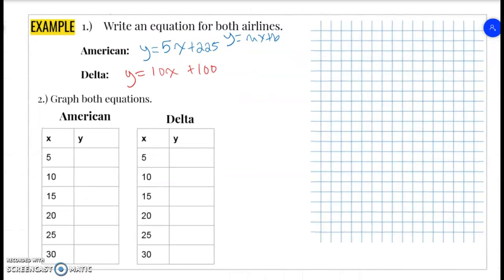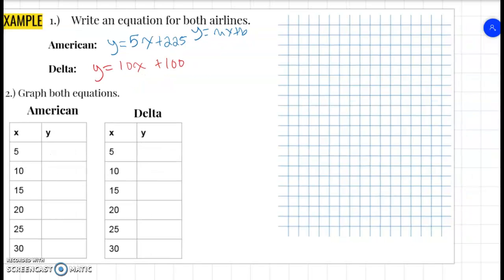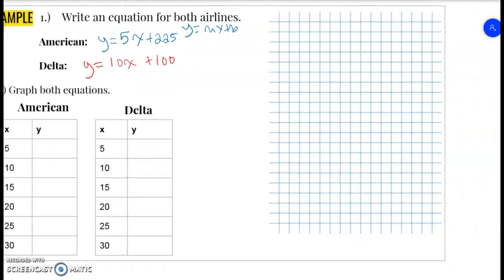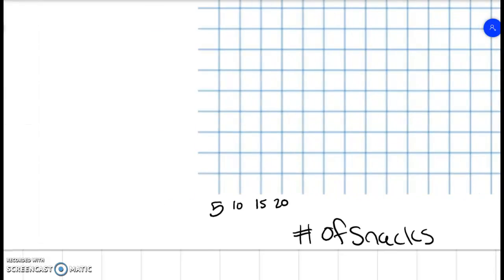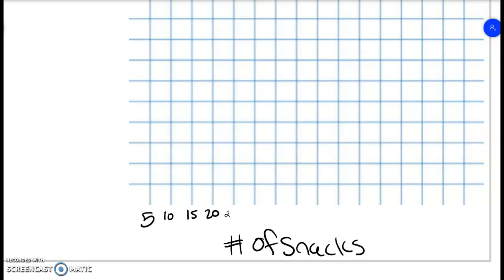All right, so we're going to graph both of the equations. Obviously, I have to label my x and y axis, so I'm going to do number of snacks. And we're going to count by fives since my x's are counting by fives. So I have 5. And remember, you can take a screenshot of your graph and do it that way and just write all over it and then paste it in your notes. It's completely up to you. But continue going and fill out the rest of your x-axis.